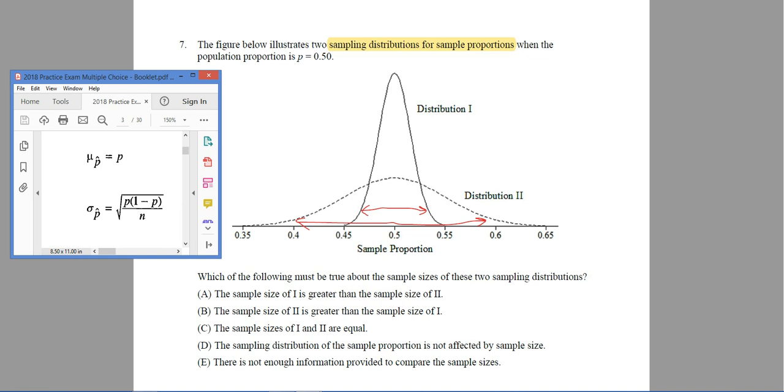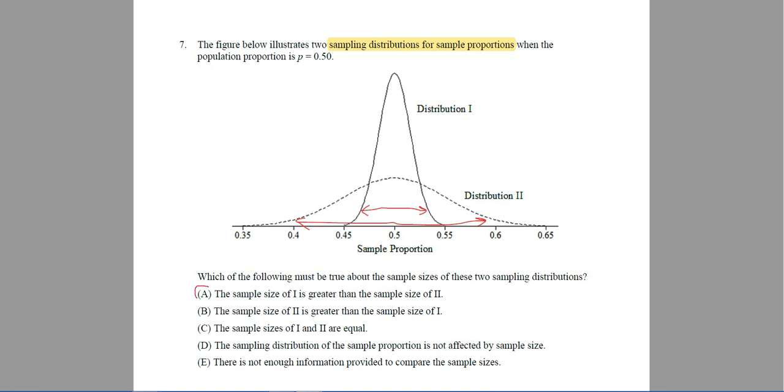Okay. So now looking at the choices, the very first one says the sample size of distribution 1 is greater than the sample size of distribution 2, right? That would be correct.